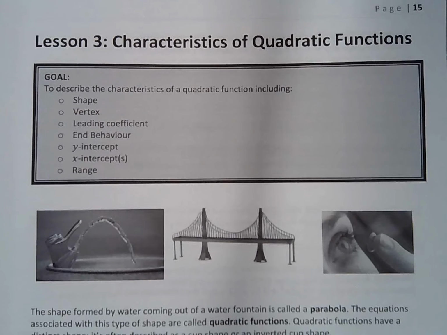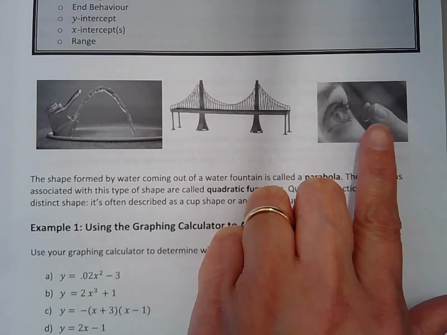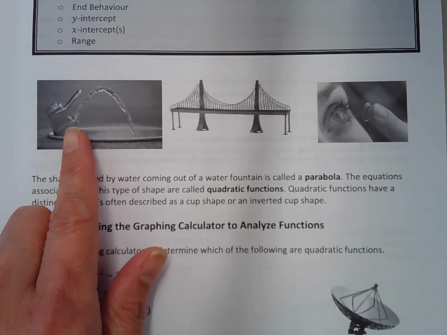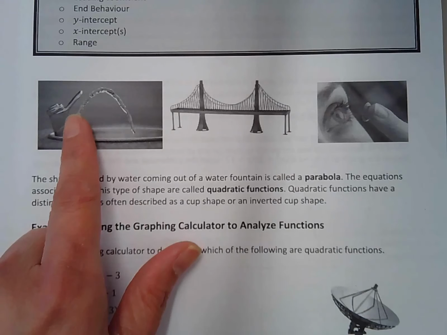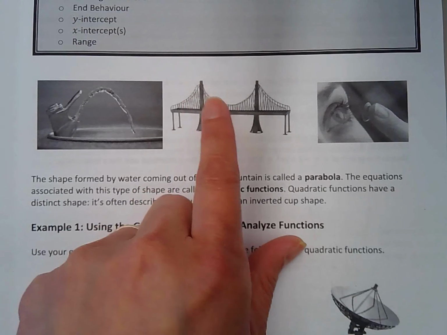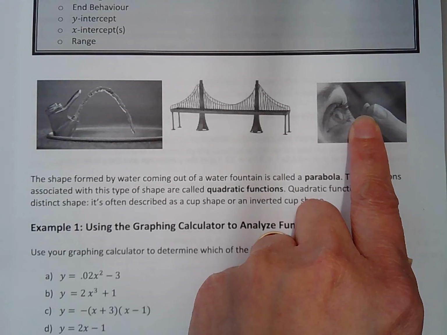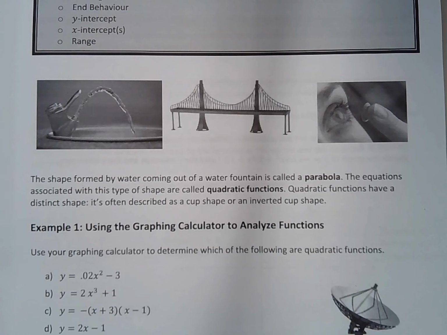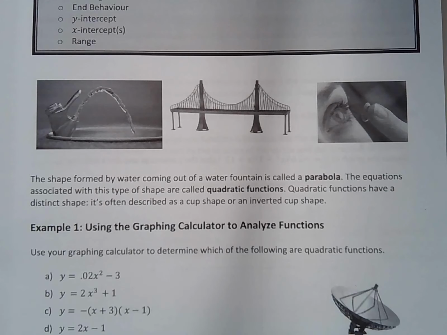I like the way they had it here, that some of these things are quadratic functions. So this is an application, or we can describe this shape as a quadratic function, okay? And then this one is a shape of a quadratic function. And this one, well, that's a quadratic function if we cut the contact lens. So some of these, the shape is called a parabola.